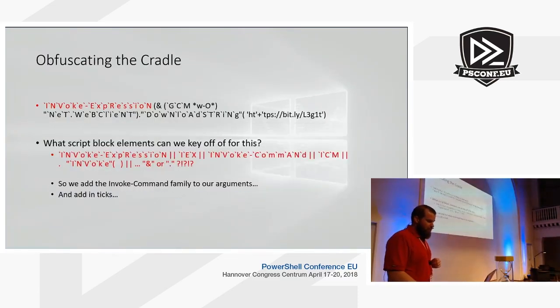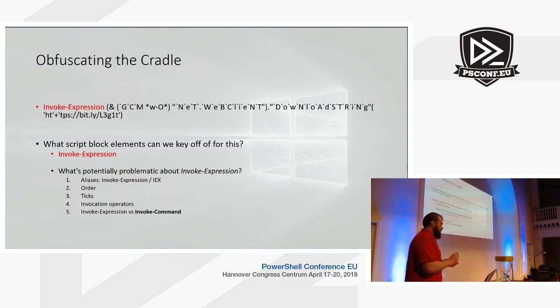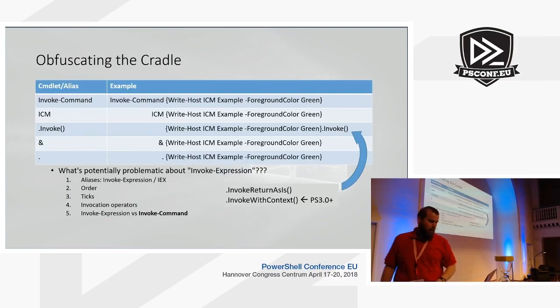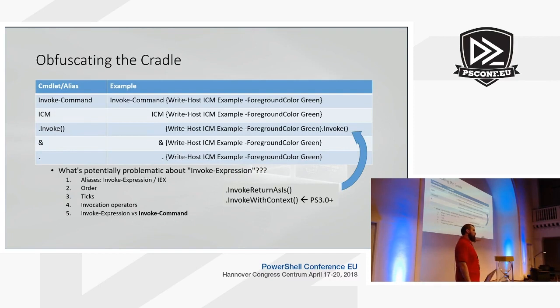Now typically Invoke-Command will be used to run a script block on a remote system, but if you just don't specify a remote system, it runs locally. So, some different syntaxes for Invoke-Command. You have its alias of ICM. You can invoke a script block with a dot or ampersand. You can add .Invoke at the end.